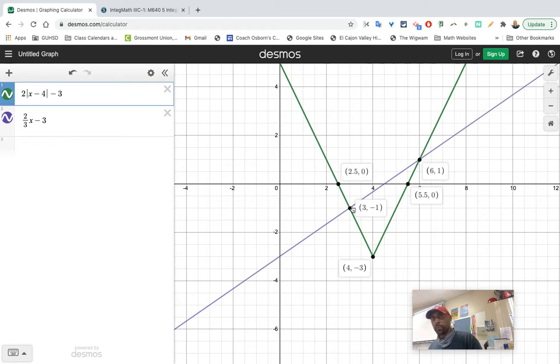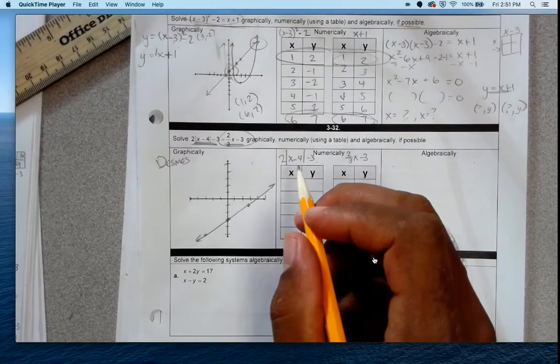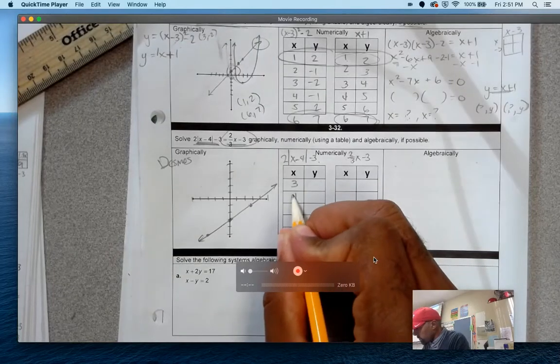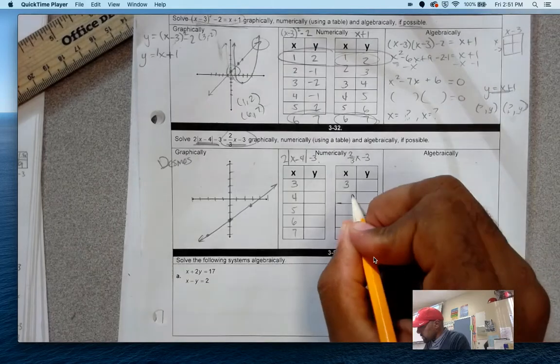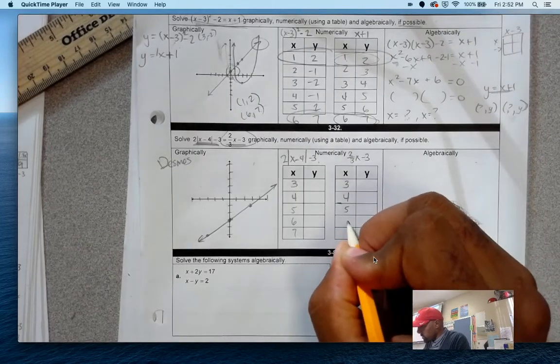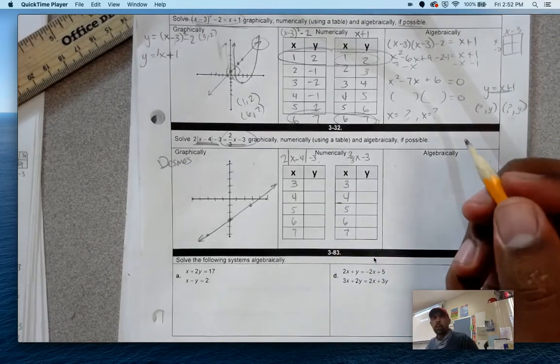So that means my x values I need to have at least 3 and 6 in there. Okay, and I'm probably going to use the 4 as well. So let's go like this: 3, 4, 5, 6, 7. Just want to make sure to include all those important points. Okay, so let's go back.